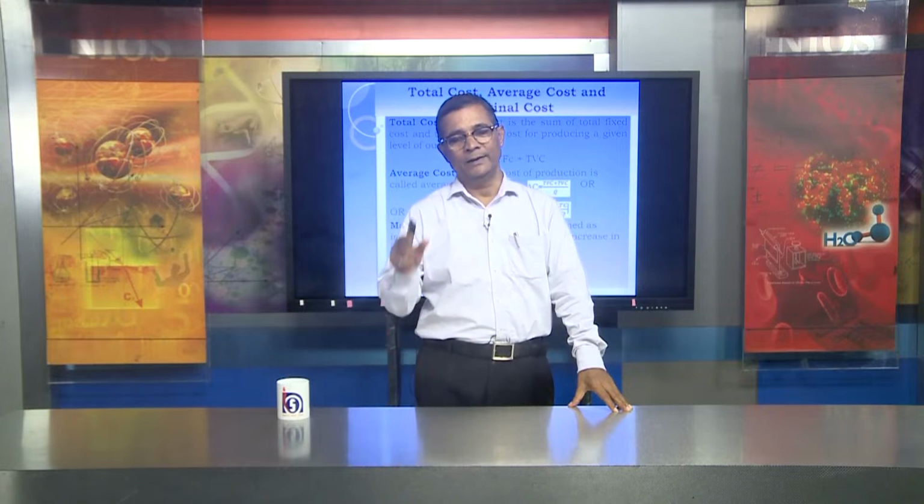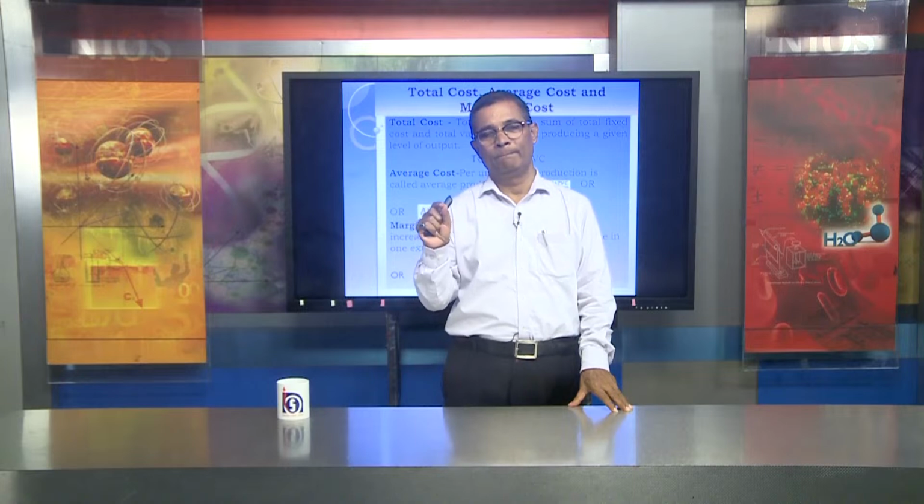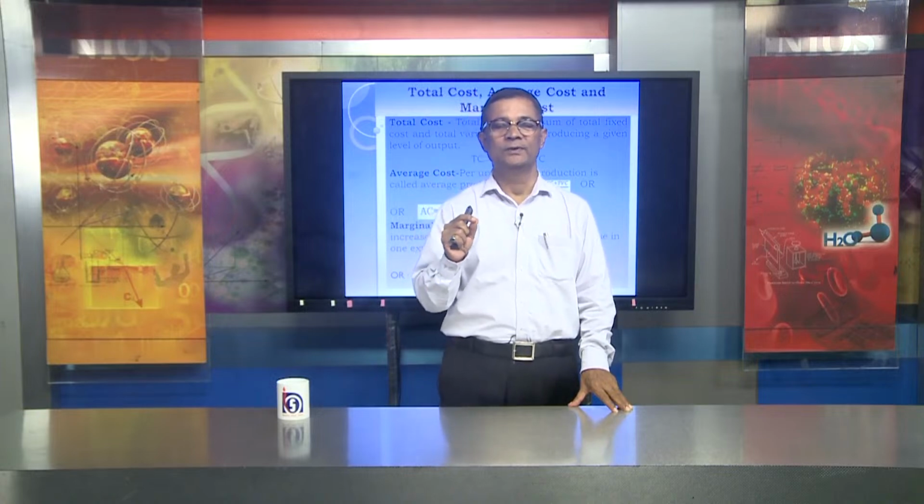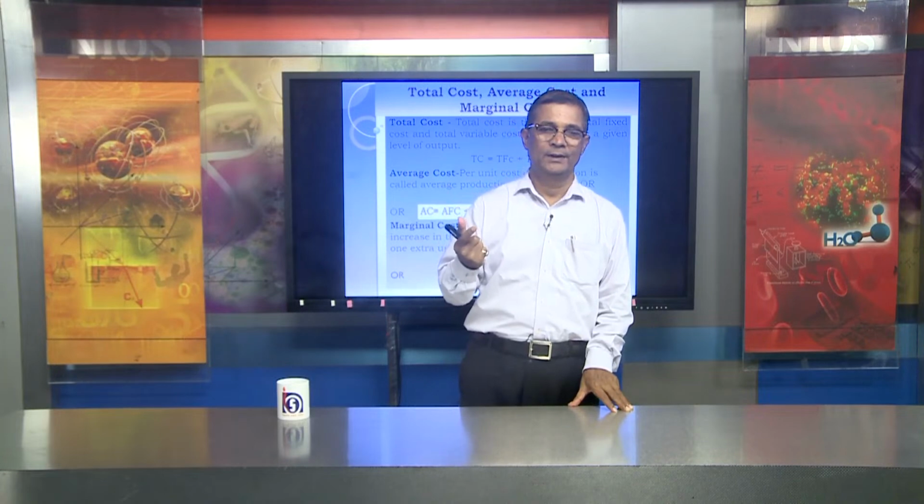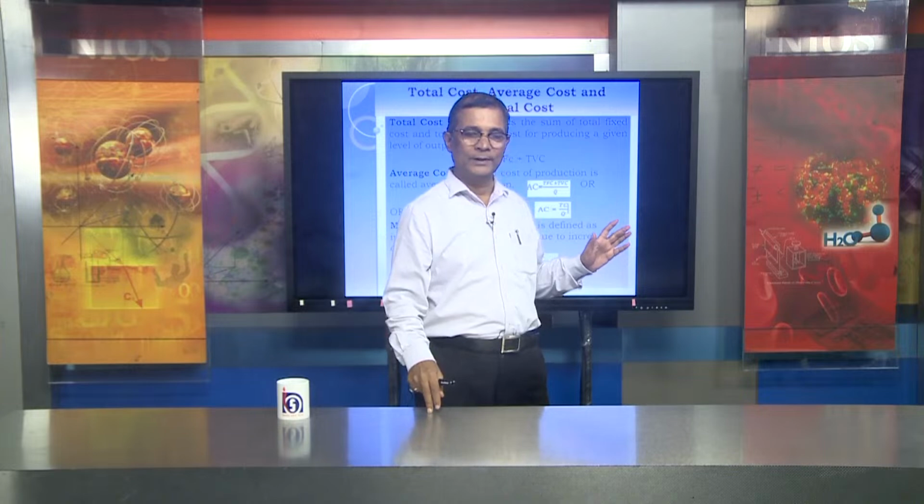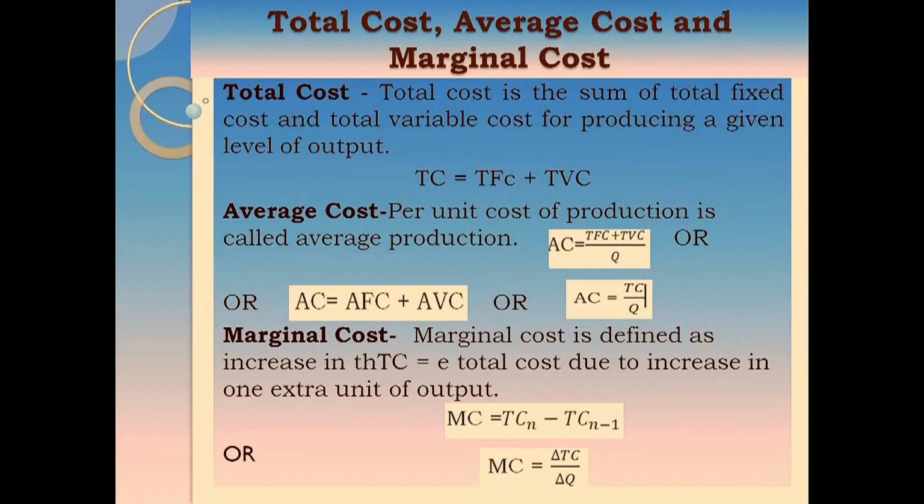ठीक, तो एडिशनल कॉस्ट, मार्जिनल कॉस्ट इज डिफाइंड एज द एडिशनल कॉस्ट ऑफ प्रोडक्शन, one more or less unit of output. Now, the other formula is also there to understand in a very well manner, that is MC is equal to delta TC upon delta Q.